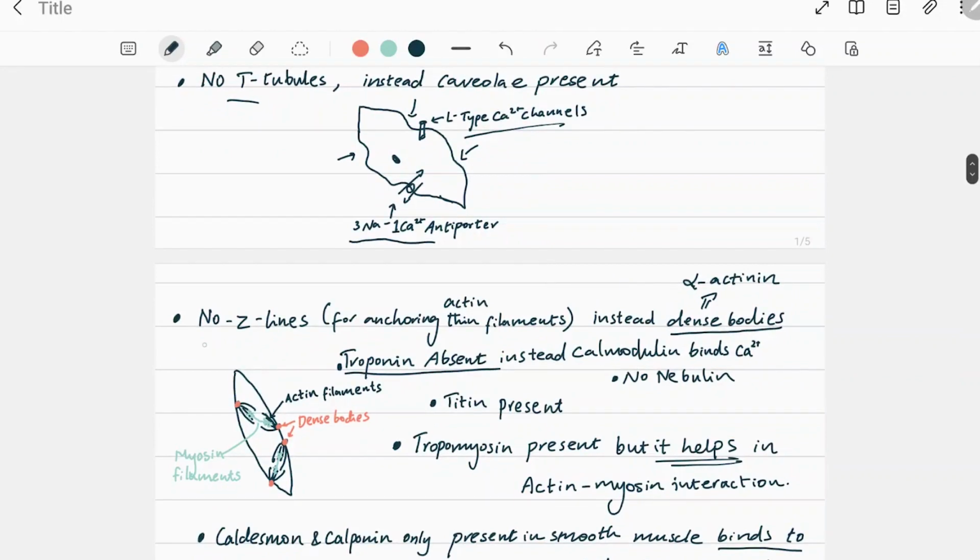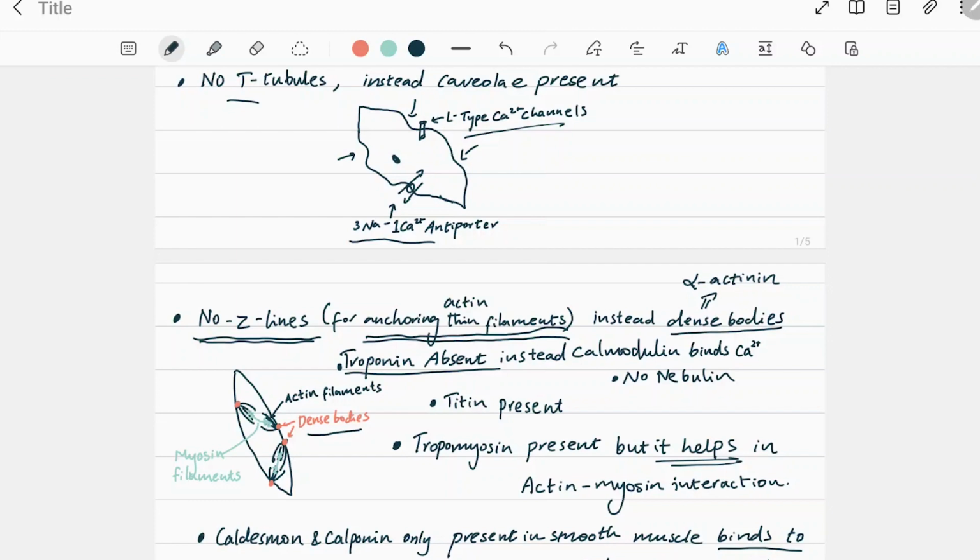Now, other differences: there are no Z lines in the smooth muscle. Z lines are for anchoring the actin thin filaments. In smooth muscle, we don't have Z lines for anchoring thin filaments. Instead, we have dense bodies, which I've drawn in red. They are analogous to the Z lines. So what I've drawn in red is what the Z lines would be in the skeletal or cardiac muscle. It is where the thin filaments gain their origin from.